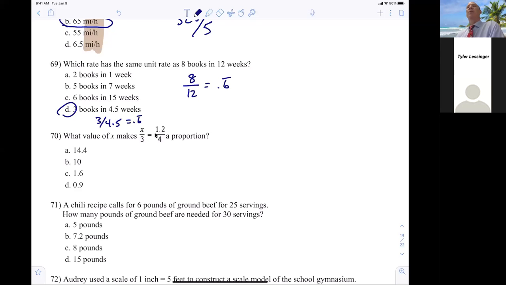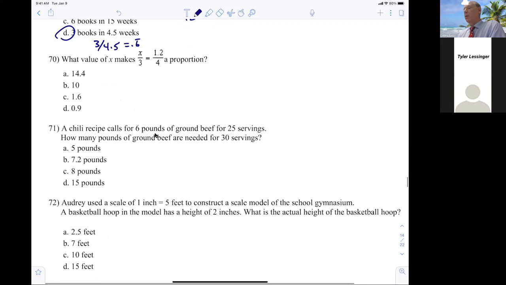All right, speak up if you don't know something now. Speak up if you don't know something. Everybody good? All right, here we go. Cross multiply, divide. 4x equals 3.6. Divide by 4, x equals 0.9. Everybody happy with that? Good?